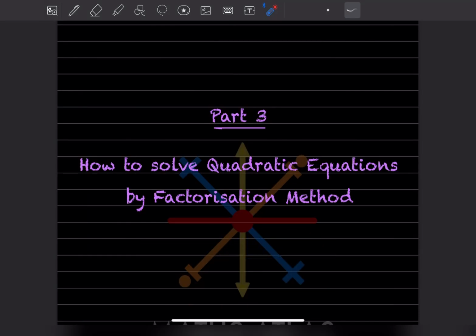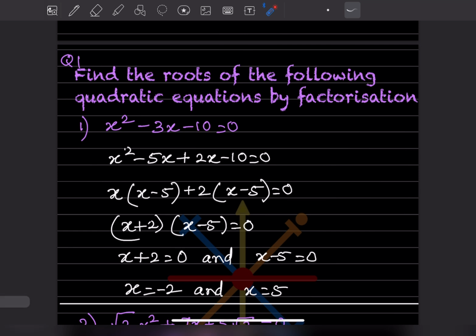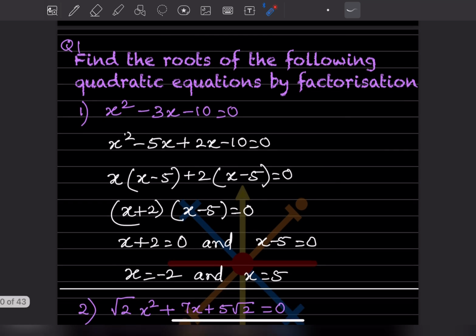So today we'll do part 3. In that we'll see how to solve a quadratic equation by the factorization method. So here, find the roots of the following quadratic equation by factorization. So this is the equation given.